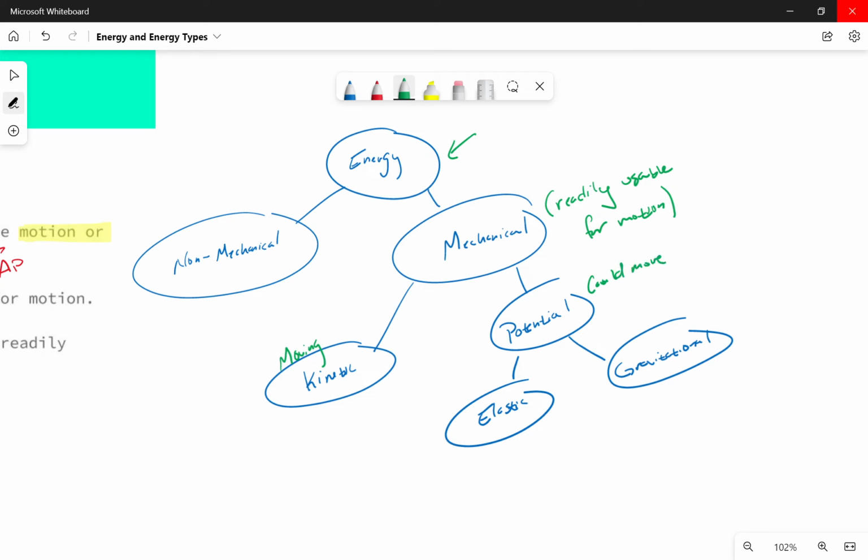And then you've got two reasons for that. Maybe something is deformed, that's elastic potential energy, or maybe something is at a relative height, like it could fall, and that's gravitational. So that is the taxonomy that we're trying to build there.